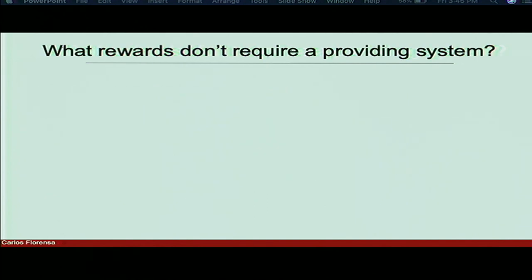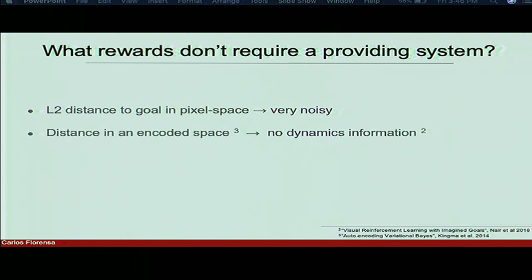So what kind of rewards could we use that do not require a providing system, like mocap markers and these kinds of things? First of all, we could simply use an L2 distance to the goal in pixel space. But I do not recommend that. It will be extremely noisy, and we all know that an L2 distance in image space doesn't make much sense. We could first learn an embedding: collect a few images from the world, learn an embedding, and then have a distance in this embedded space, for example, if we use a VAE or something like that. But that does not convey dynamic information. There's some work that points out these shortcomings, and therefore states that the VAE might squash together states that are actually very far apart in the MDP. There are many steps that you need to take from one to the other.